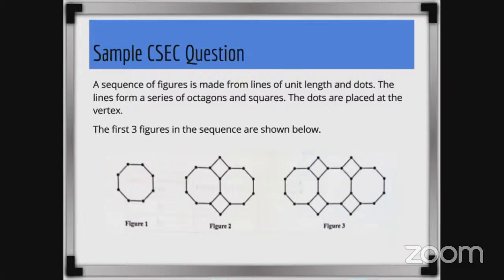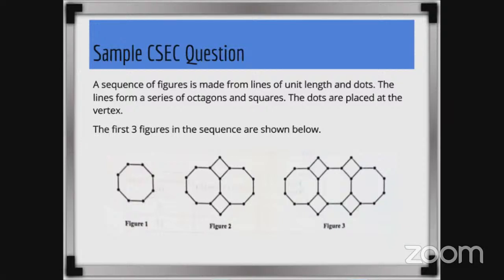So for figure 1, we have one octagon. In figure 2, if you were to describe it, what would you say? What are the shapes that you see? 2 octagons and 2 diamonds. All right, awesome. So you see 2 octagons and 2 diamonds. What about figure 3? 3 octagons, 4 diamonds. Excellent.